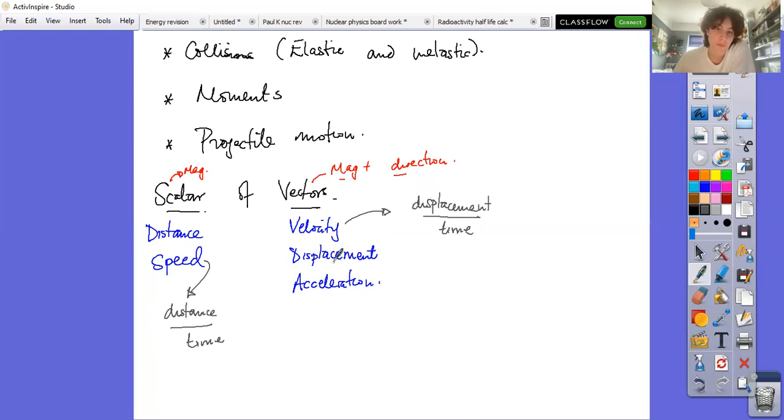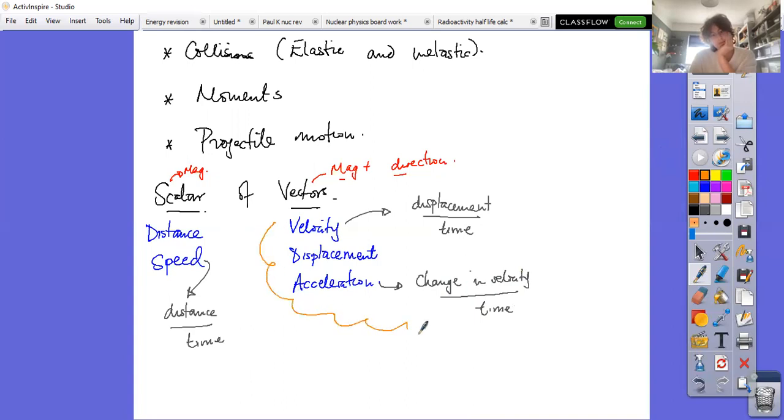Well, we can rearrange this. And acceleration is change in velocity over time. Spot on. Now, there's something I want you to notice. These equations that we've written down here are very, very different. In other words, this velocity equation, to be more specific, is very different to this speed equation.